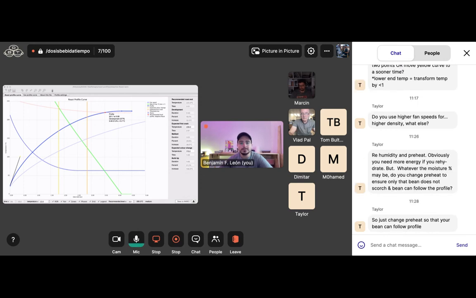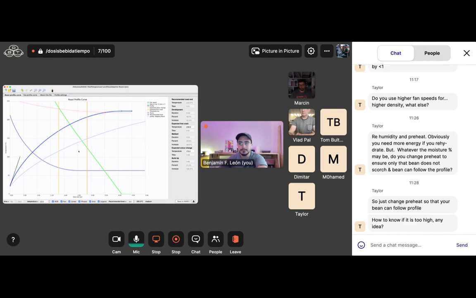But I usually adjust preheat so the coffee follows the profile from the very start. That's sort of my gauge of how well the preheat is dialed in. I want the coffee to just follow the profile as it starts from the curve.